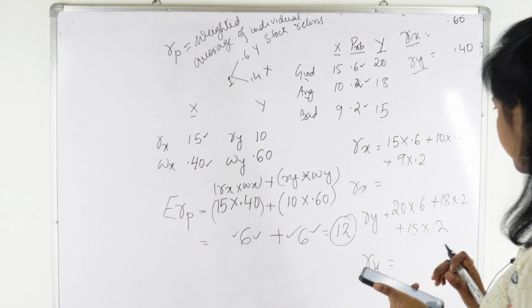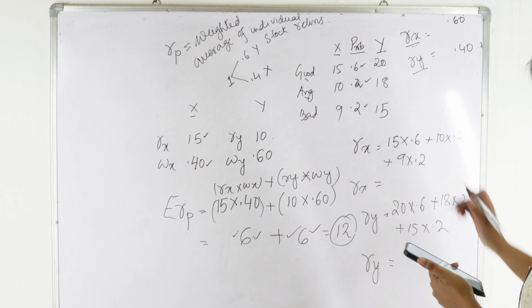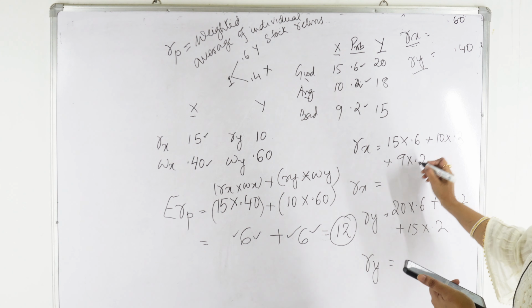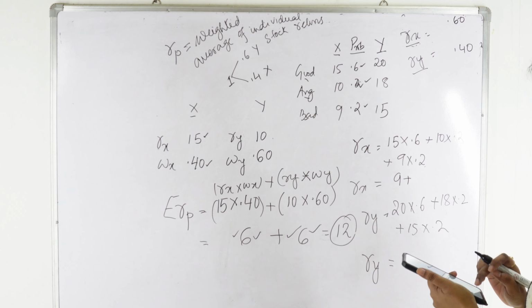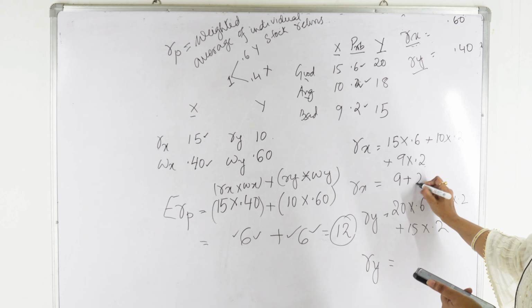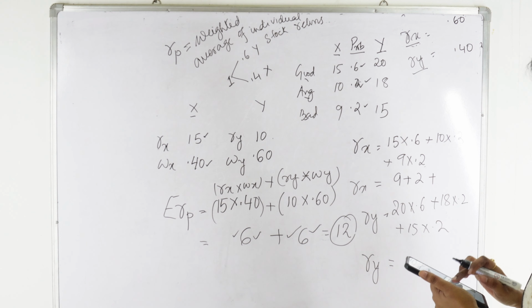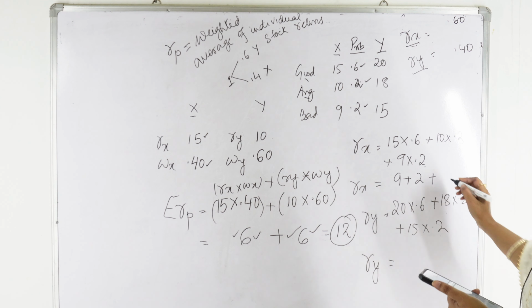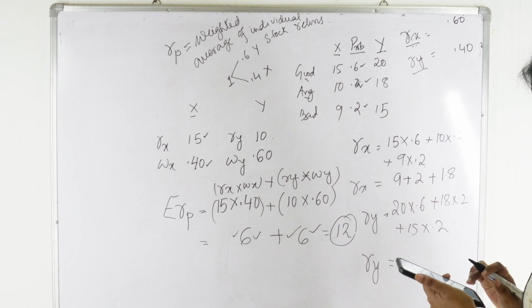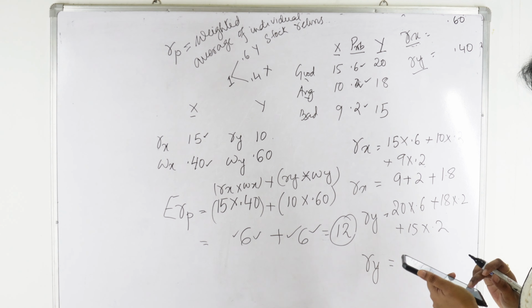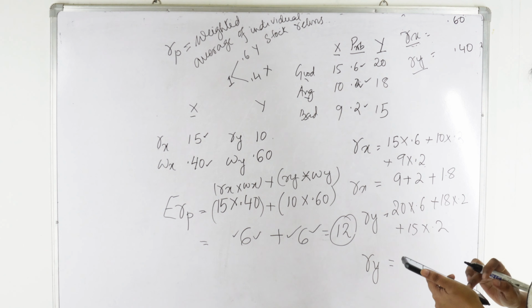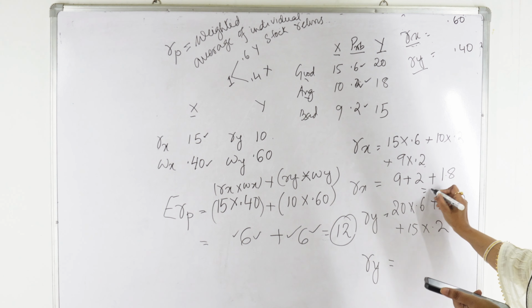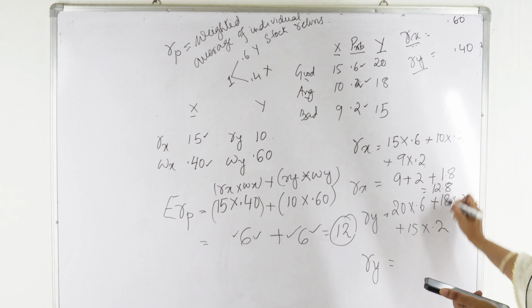So it is 15 into 0.6, which comes to 9, plus 10 into 0.2, which comes to 2, plus 9 into 0.2, which comes to 1.8. So if I sum them all, how much do I get? 9 plus 2 plus 1.8. So my expected return from stock X is 12.8.